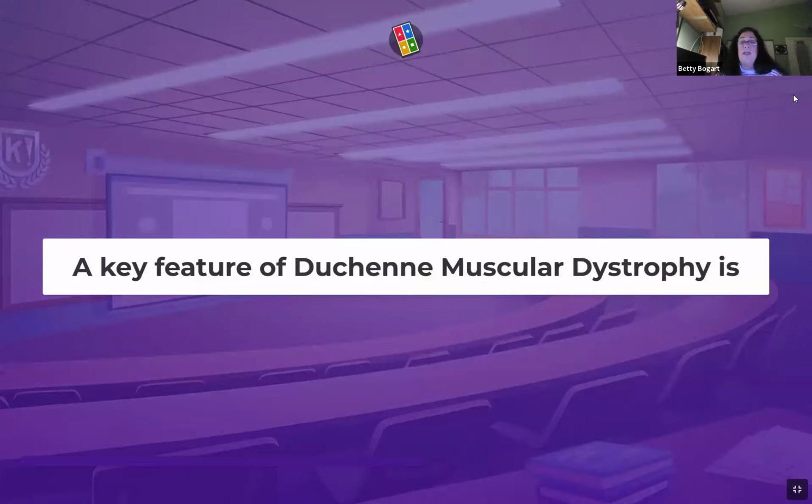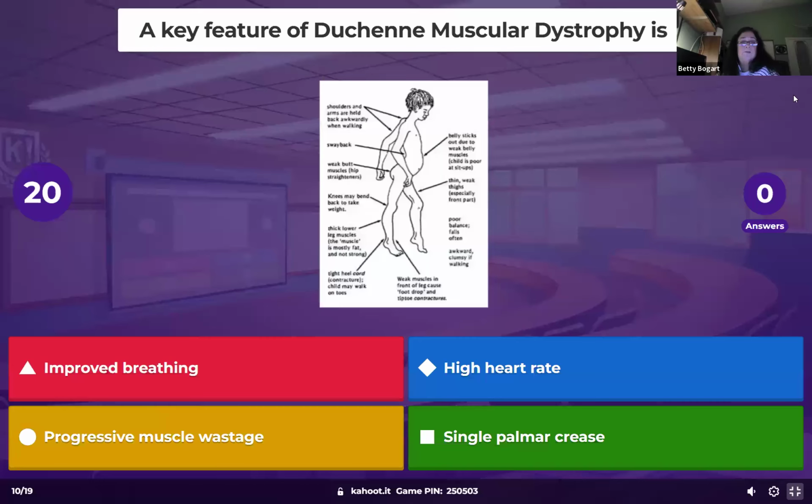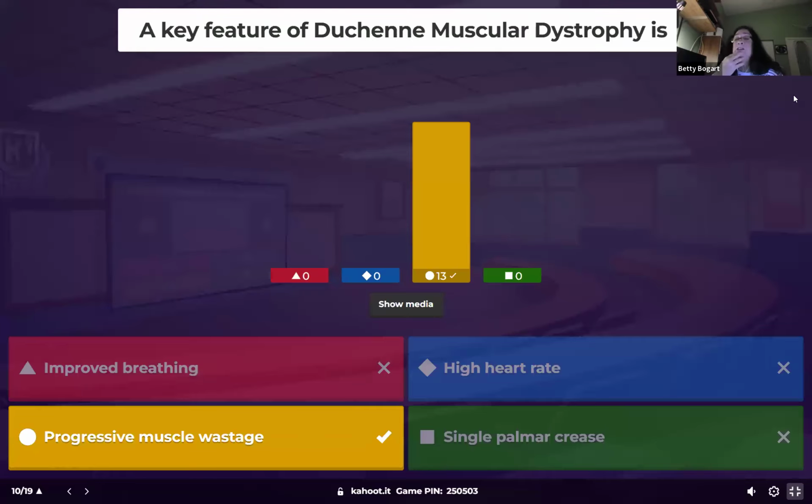A key feature of Duchenne muscular dystrophy is muscular dystrophy. The muscular dystrophy of any type, whatever name, it's progressive muscle wasting. And again, the muscles that go, diaphragm and the heart, and that's the end.